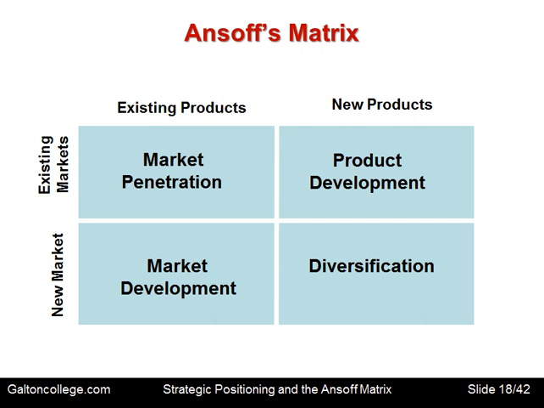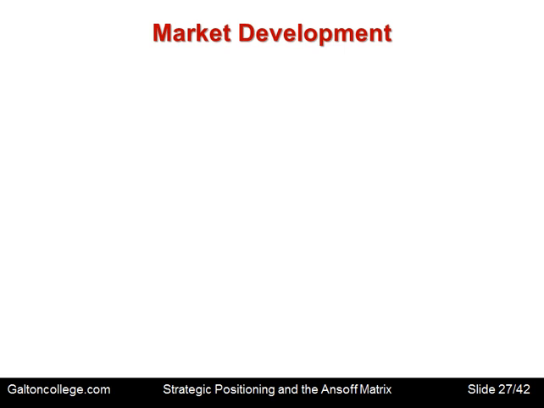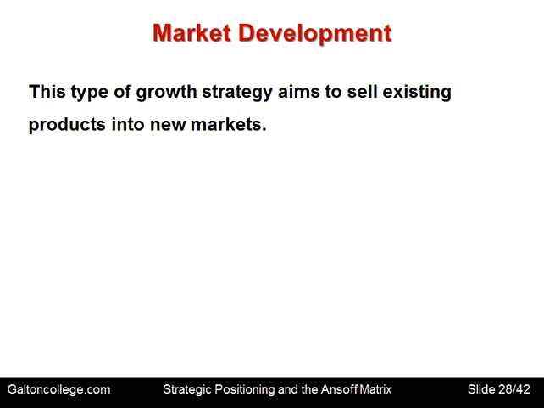Now let's move on to market development. This type of growth strategy aims to sell existing products in new markets. So existing products in new markets. So the company makes something, it's currently selling it in market A, now it wants to sell it in market B also.